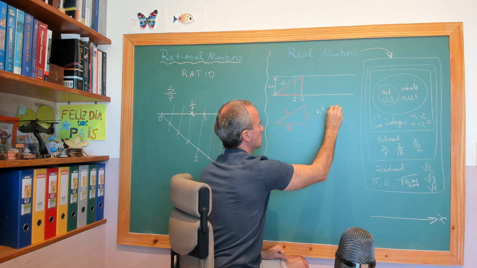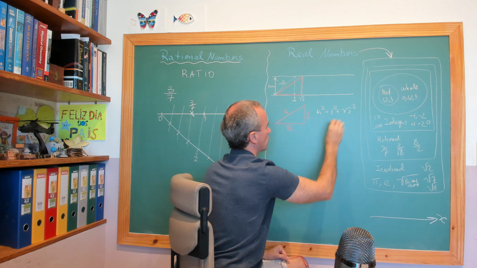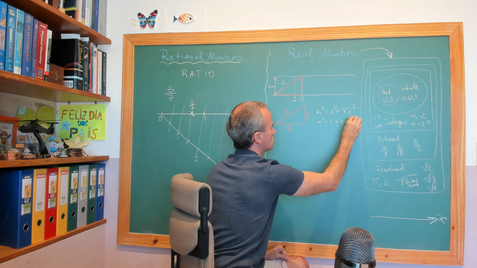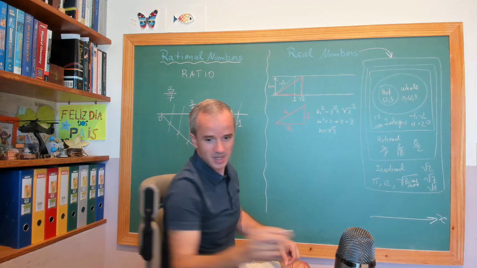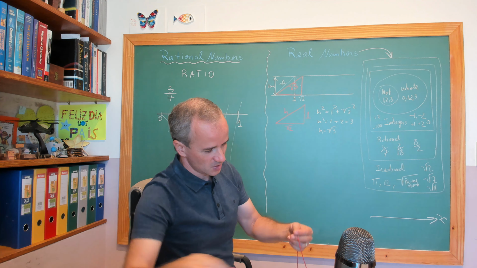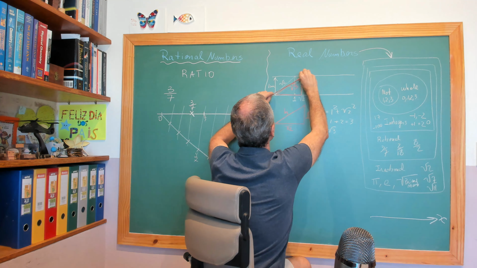The square of the hypotenuse is the sum of the squares of the sides. 1 squared plus square root of 2 squared. So h squared is going to be 1 plus 2, which equals 3. So h is square root of 3. So this is going to be the square root of 3. Agree? Now you take your square root of 3 and you go down like this, and of course this is going to be your square root of 3.